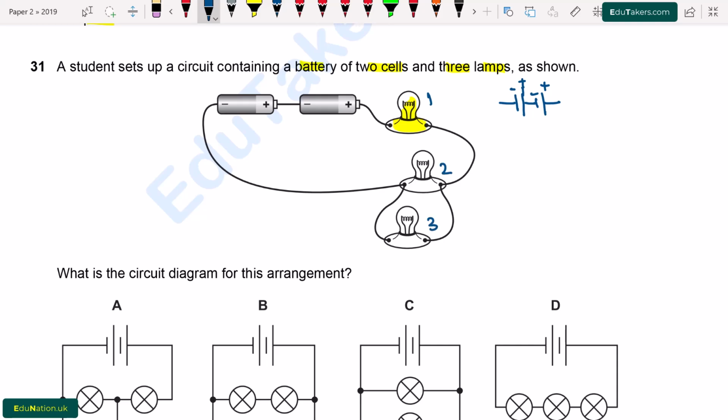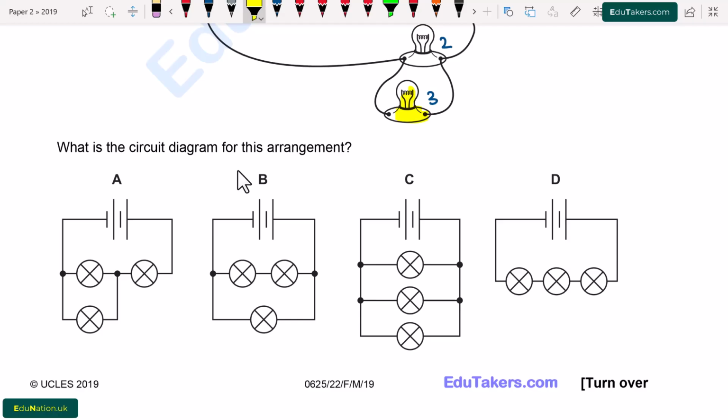Lamps 1 and 2 are connected in series. And lamp 3 is connected in parallel with lamp 2. It means that 2 lamps are in series and the third lamp is in parallel combination with one of these lamps. Now we see the diagrams. In option A, the battery is shown here and there are 3 lamps. This lamp and this, both of these are connected in series and the third lamp is connected in parallel with the first lamp. So this circuit is correct. Option A is correct.